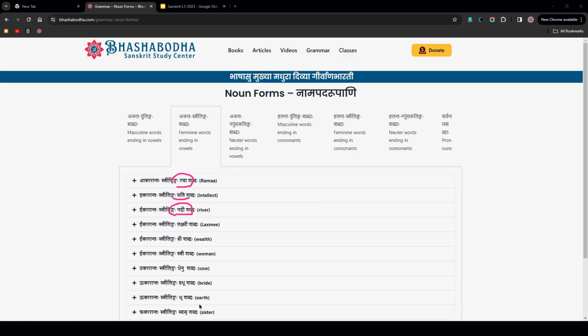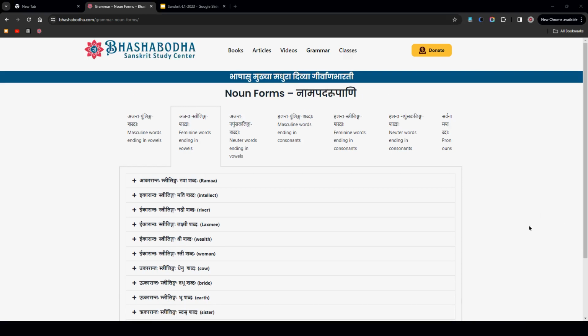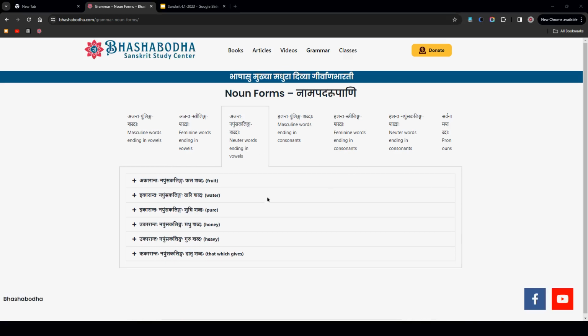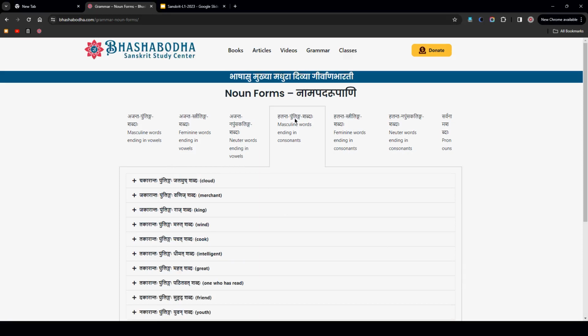Okay? This is where we are focusing on, and also Ru also, the Matru, like this. Okay. These are the words we are going to mainly use in our level 1 study. And Napunsakalinga, we'll use some Napunsakalinga Shabdas also, like Akara, Phala, Vana, etc. in our sentence formation.